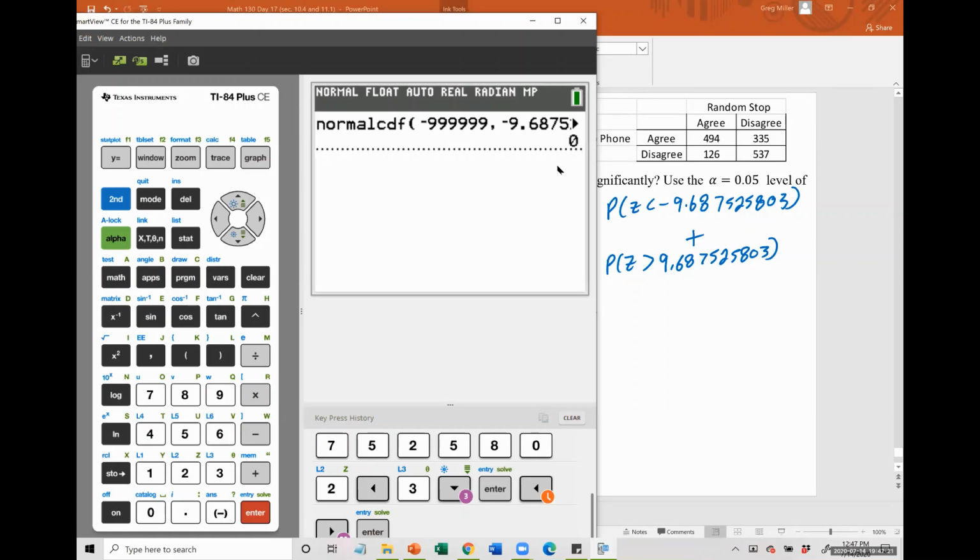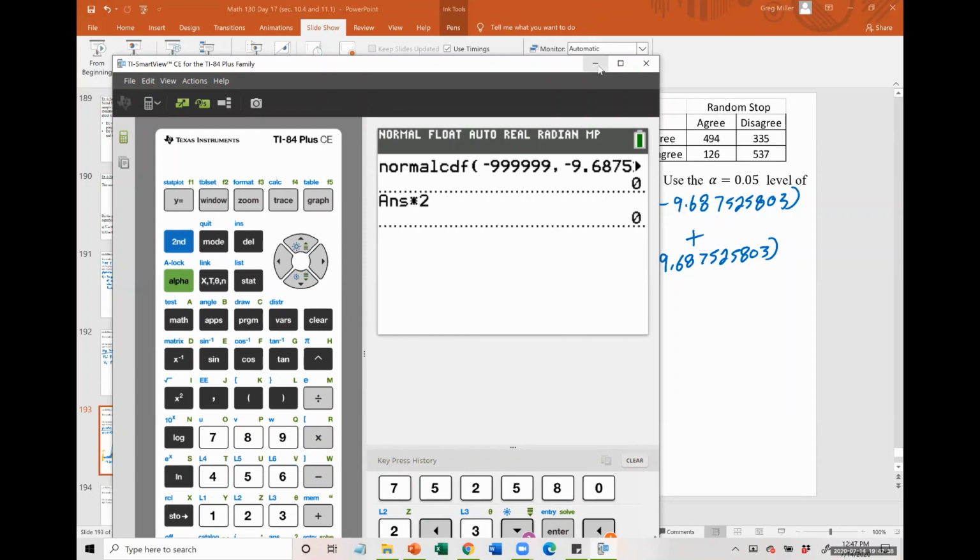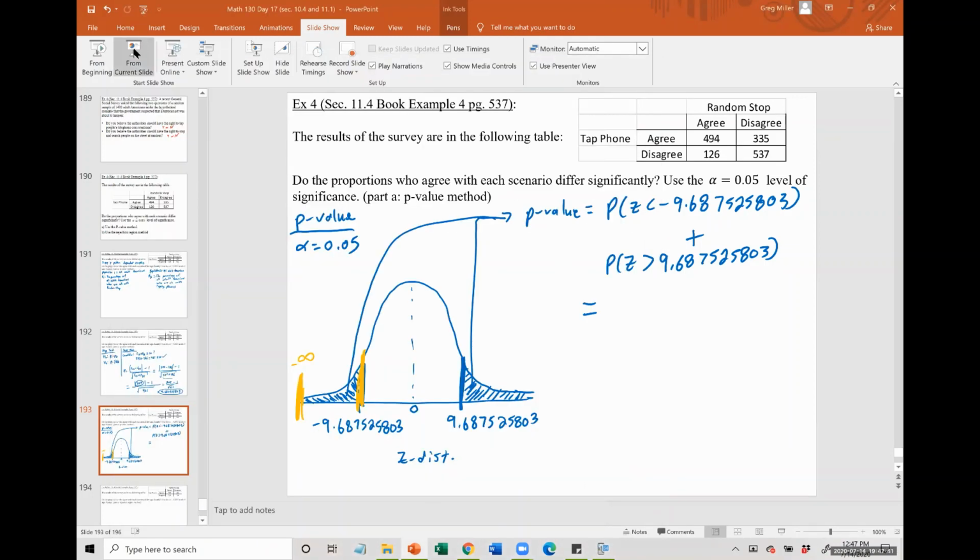Now, this is not what you're supposed to do. You're supposed to do this, and then you're supposed to multiply it by 2. Let me still multiply it by 2. That's the procedure for what to do. But in this problem, we got 0, multiplied by 2, you still get 0. So the p-value is 0. Any questions on the p-value? Okay, sounds like a no.